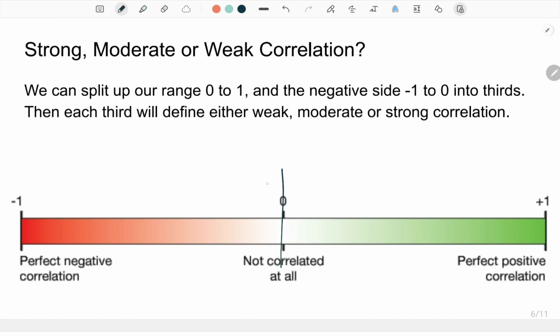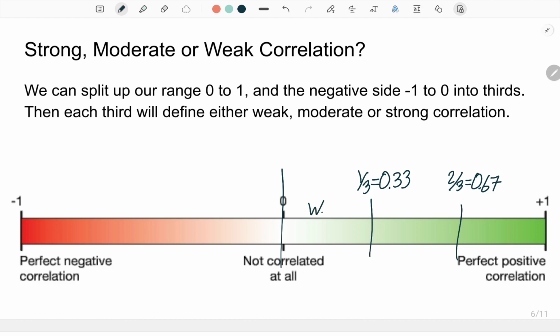So that's what this chart is doing. We're just going to split things up into 2. And then, on both sides, split those into thirds. So what's a third of 1? 1/3, you can think of that as 0.33. 2/3, you do the calculation on your calculator, 0.67. And those become the boundaries for what defines weak, what defines moderate, what defines strong.